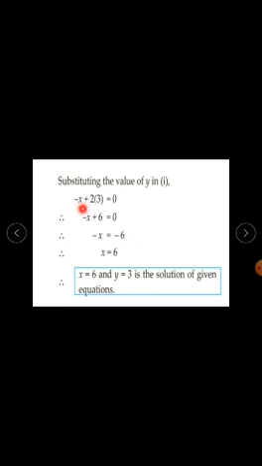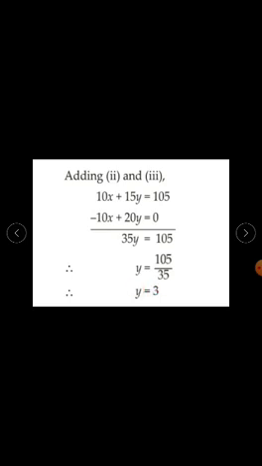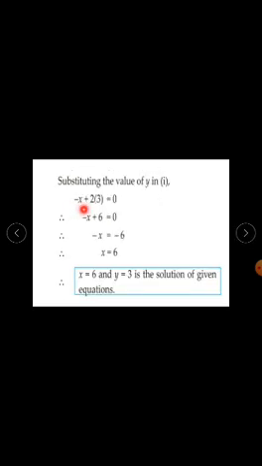Therefore, minus x plus 2 into 3 equal to 0, because the value of y is 3. So, minus x plus 2 into 3 is minus x plus 6, equal to 0. Therefore, minus x equal to minus 6. Simple transposition.